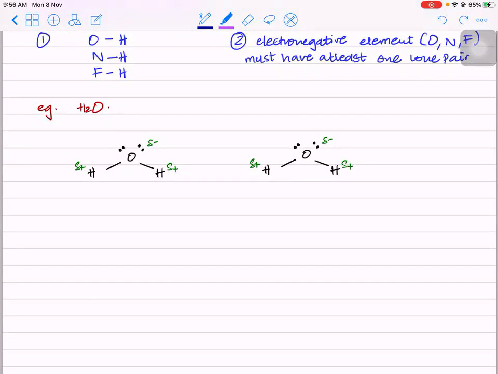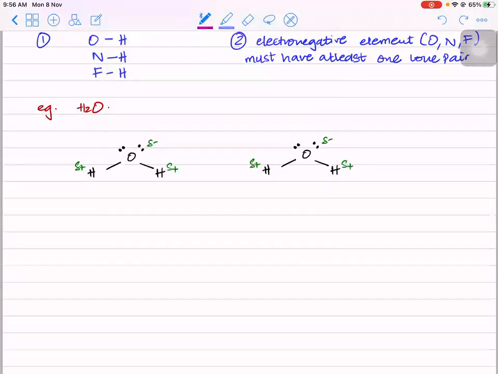So hydrogen bonding will be an intermolecular force. Now, most often you guys confuse it with this. You're like, oh yeah, right here, this is hydrogen bonding. No, this is a covalent bond. Hydrogen bonding is an intermolecular force. It will be between two molecules. All right. Now let's see how you show hydrogen bonding.